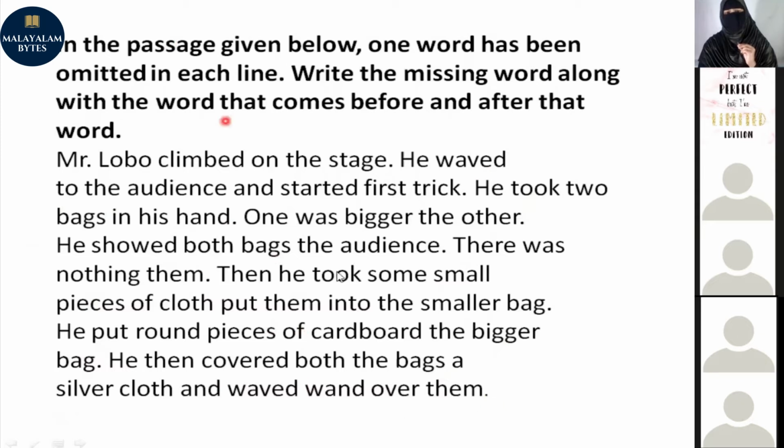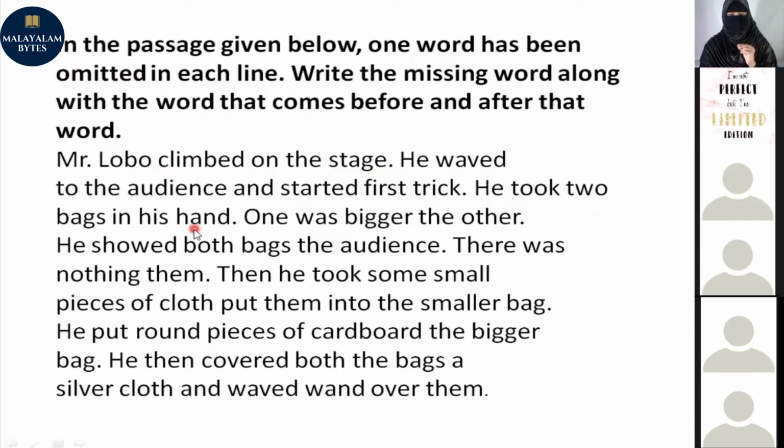So you know what words are missing in each line. Can you tell me? Mr. Lobo climbed on the stage. Is that a complete sentence? Mr. Lobo climbed on the stage. He waved to the audience and started his first trick. Okay. What about the next?